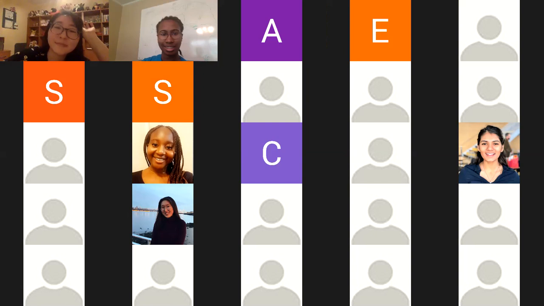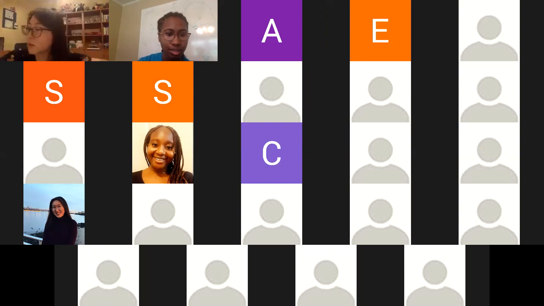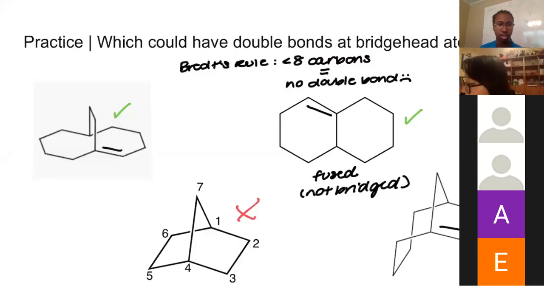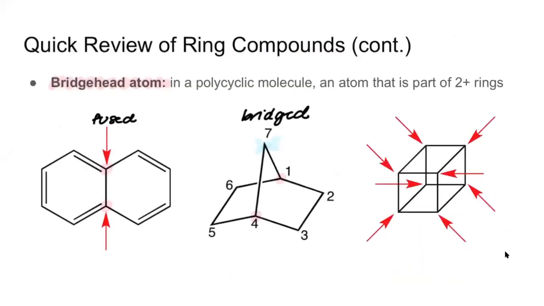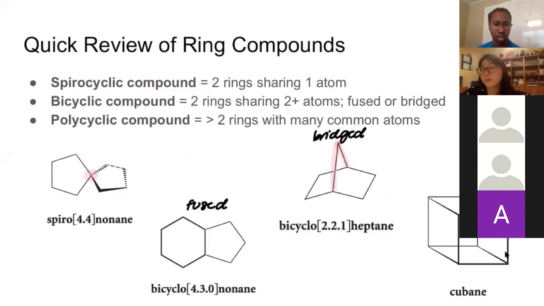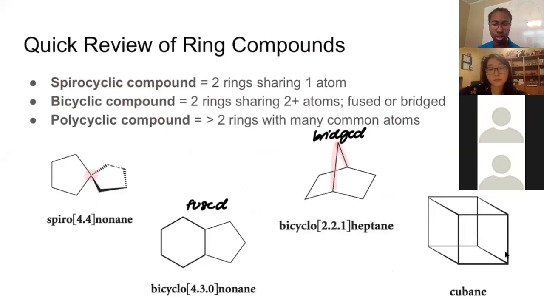Can you please go back to the slide that said quick review of ring compounds? What slide was it? Could you say that again? I think it says quick review of ring compounds. Quick review of ring compounds, gotcha. Was it this one or the second? Yeah, this one. Thank you.